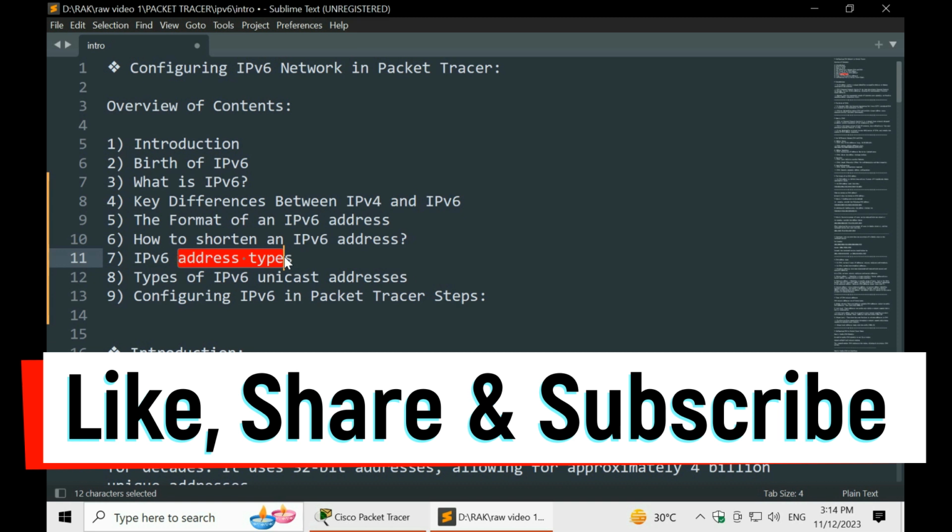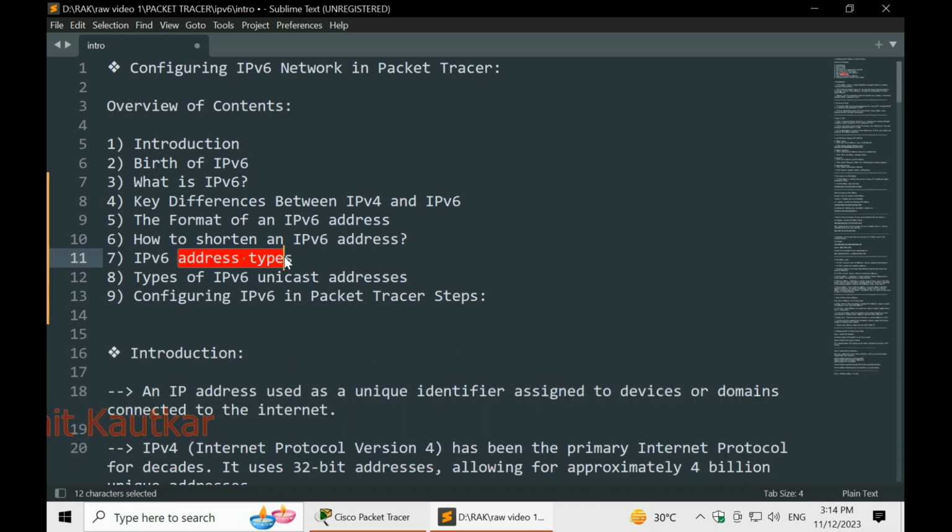Then we will see the various types of IPv6 addresses. Next to that we will see the types of unicast addresses in the IPv6 version. And at last I am going to discuss, friends, the steps that we will follow in order to configure, in order to create an IPv6 network in the Packet Tracer simulator. And then I will show you the actual practical demonstration regarding the same.